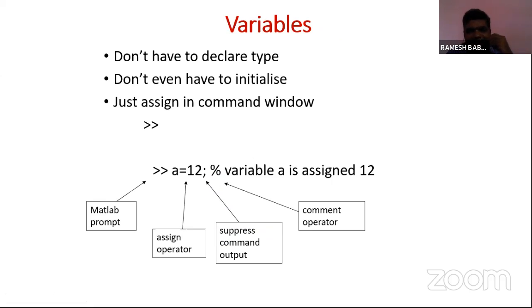Then, as we already saw, this is the MATLAB prompt and this is the assignment operator, and by using the semicolon we can suppress the command output. Then this percentage symbol we normally use as the comment operator. Once this percentage symbol comes, whatever you have given after it won't be executed by MATLAB. It will execute only up to this point, and once this comes, it will exclude all the remaining data. So here only this part will be executed and this part won't be. That's the major thing about the percentage symbol.